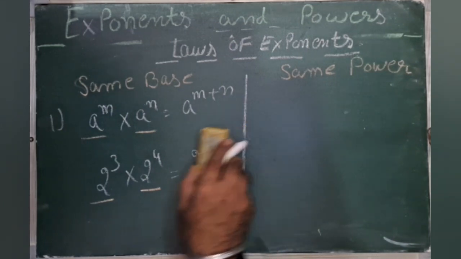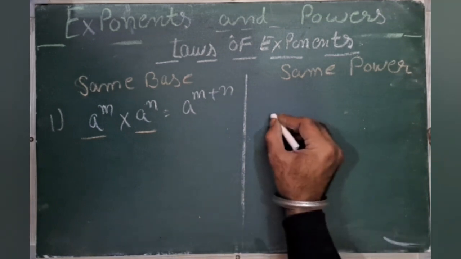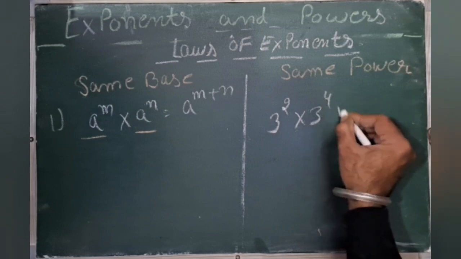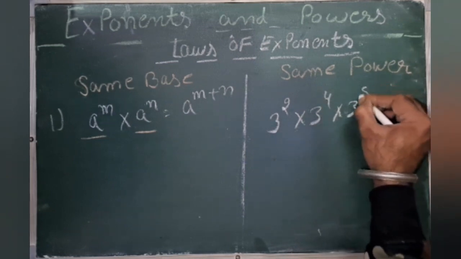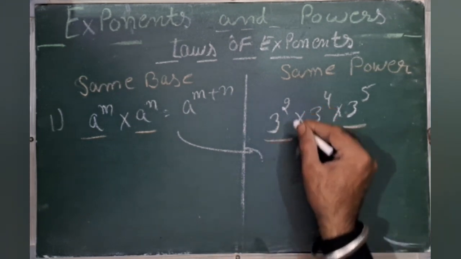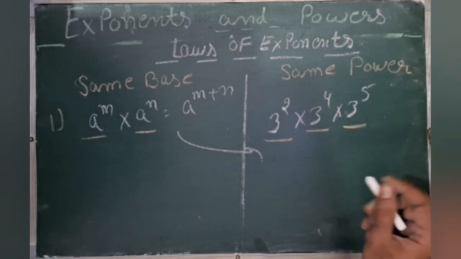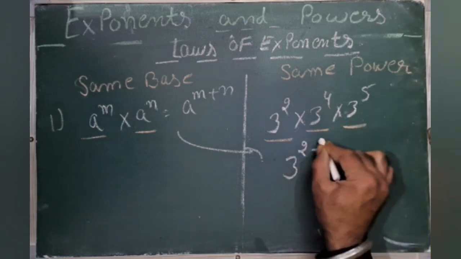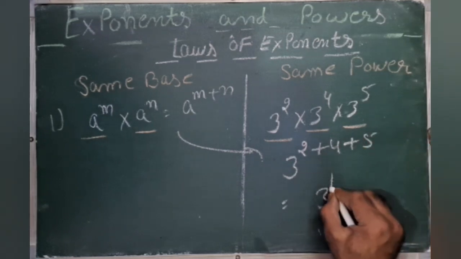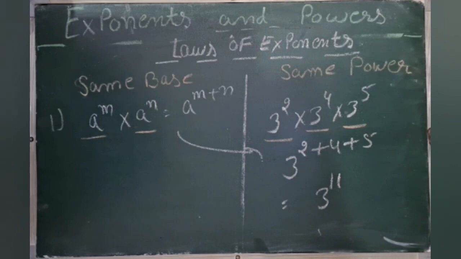So one more example for this, like if I write 3 power 2 multiply 3 power 4 multiply 3 power 5. So in this case again the base is same. So what do we have to do in this? Same base, the base is same. So that means 3 power 2, 3 power 4, 3 power 5. So that means we add the powers. So 2 plus 4 is 6, 6 plus 5 is 11. So 3 power 11.